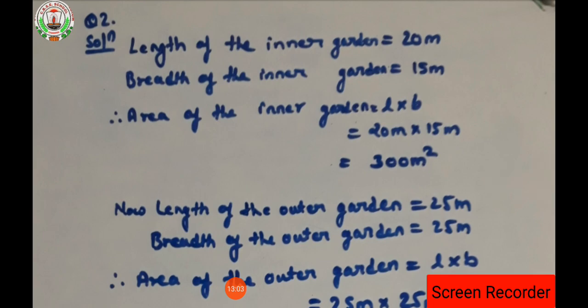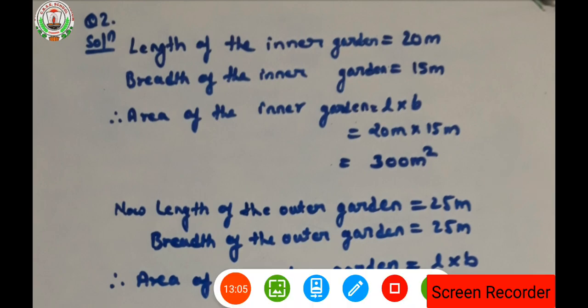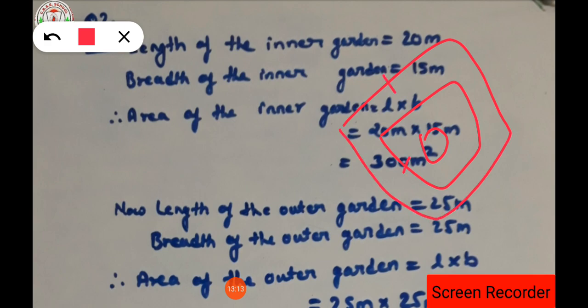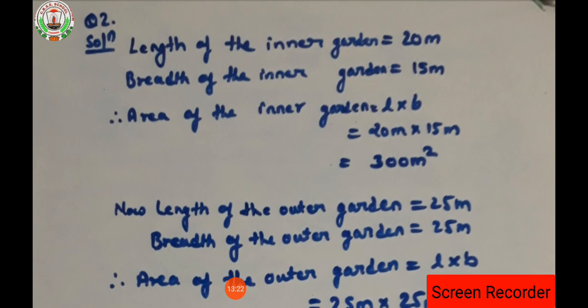In this question it is asked about a garden, isn't it? A house is there and outside the house there is a garden. We first have to find the inner area and the outer area of the garden, and then the cost, that is 55 rupees per rate, isn't it? So how do we find it? Let's look. The length of the inner garden is given as 20 meter, already defined in the question itself. Then the breadth of the inner garden is 15 meter.